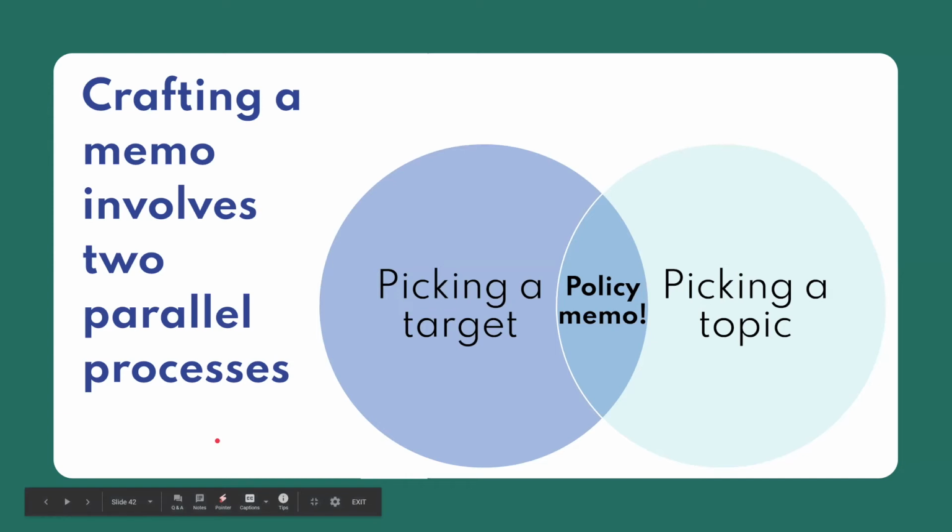So as you probably have seen before, crafting the memo involves two processes. Not only do you need to pick your target, so who you're going to address this policy memo to, but you also need to figure out the topic. And these two processes go hand in hand, and it's important to realize that as you are narrowing down who you want to target this policy memo to, your topic might also be crafted to best suit your target.